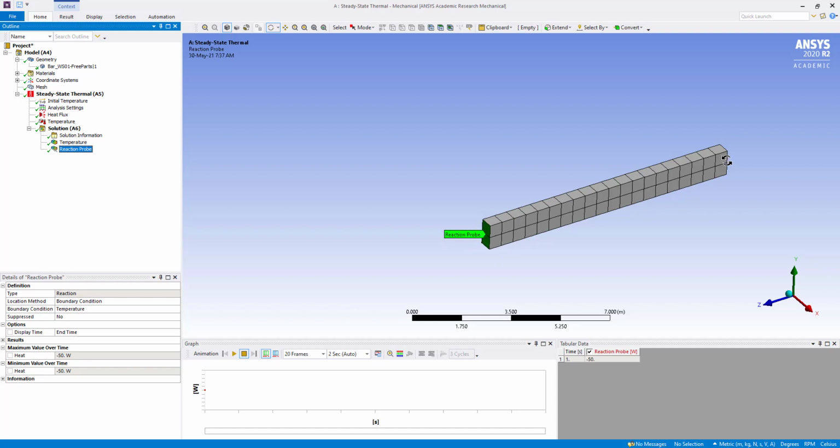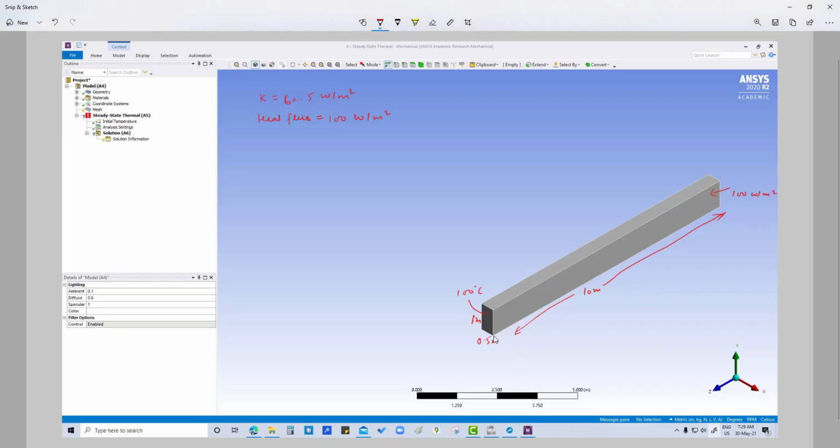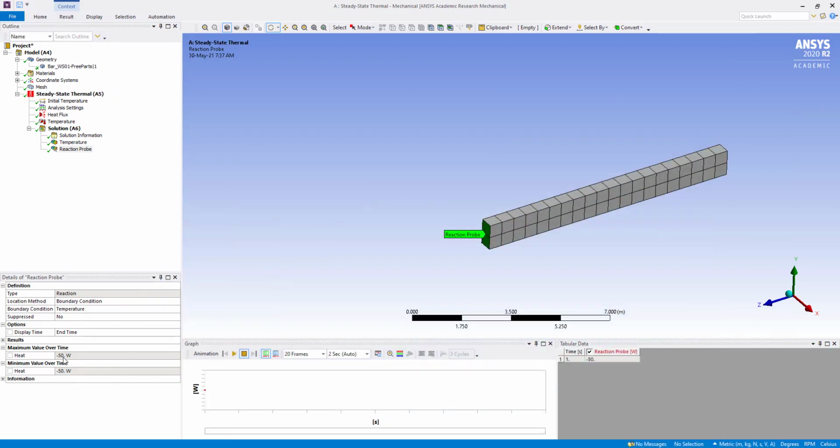So heat flux was 100 watt per meter square, and that cross section is 0.5 multiplied by, here this 0.5 multiplied by 1. So this is cross section. So if we multiply this cross section by this heat flux, then it will be 50 watt. So that it is showing 50 watt here.